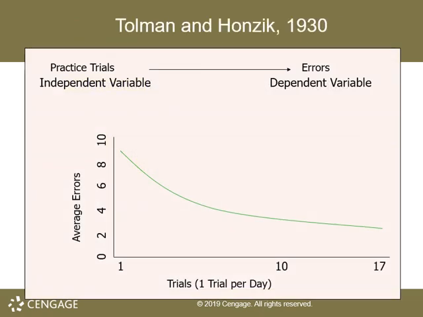So here we have practice trials, which serve as an independent variable, and errors, which serve as the dependent variable. We have the average errors on the left, and at the bottom we have trials, one trial per day. As we can see, the average level of errors is kind of high, and as we have more trials, the average errors tend to go down and down. So we can see it's really low at 10 and gets slightly lower at 17 trials.